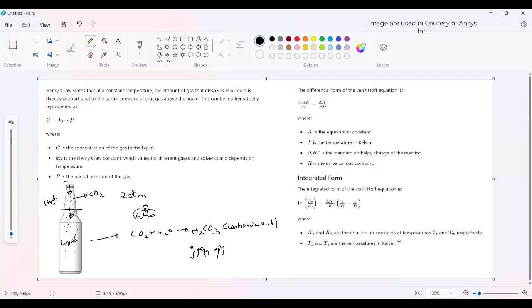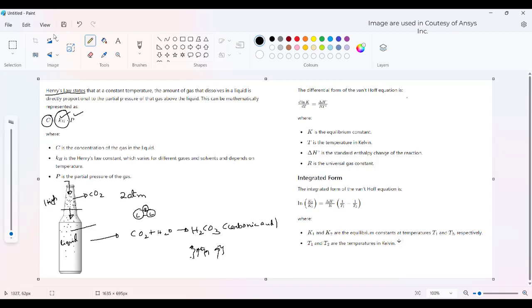Now the amount of gas that goes into the liquid is given by Henry's law. Henry's law states that at a constant temperature, the amount of gas that dissolves is directly proportional to the partial pressure of the gas present above the liquid surface. So C, the concentration of gas inside the liquid, equals kH into P. kH is the Henry constant and P is the partial pressure of the gas. And this Henry constant again varies with temperature.